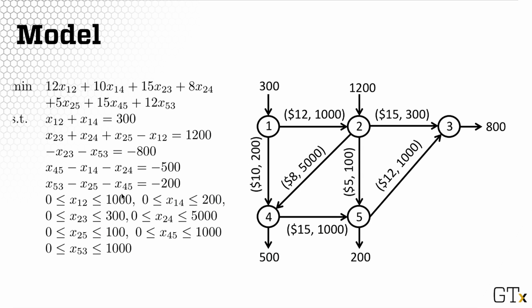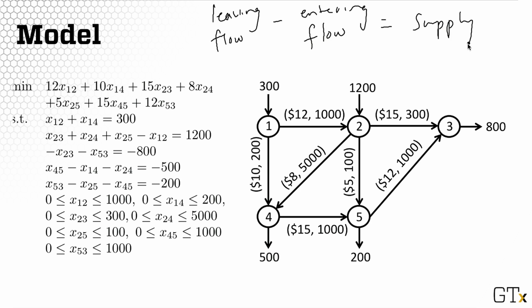I should revise that, sorry. In this case, it's leaving flow, what leaves node 5, minus entering flow. It's the opposite of what I just said. Leaving flow minus entering flow should be equal to supply. This is our format. It doesn't matter, since if we multiply this by -1, we'd get the previous expression.